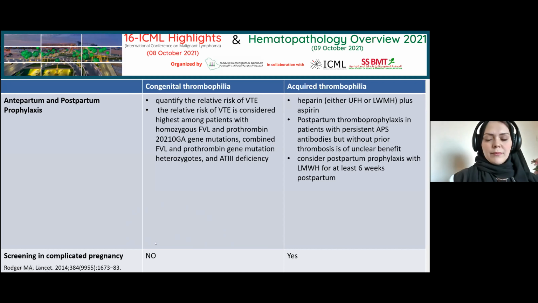For congenital thrombophilia, the guideline is not to screen, as a recent clinical trial showed that there is no significant effect with the use of antithrombotic prophylaxis in reducing the risk of VTE or pregnancy loss. Whereas in acquired thrombophilia, it is recommended to screen with a history of complicated pregnancy.